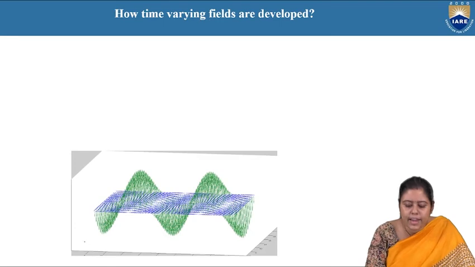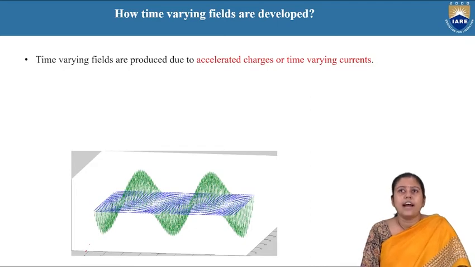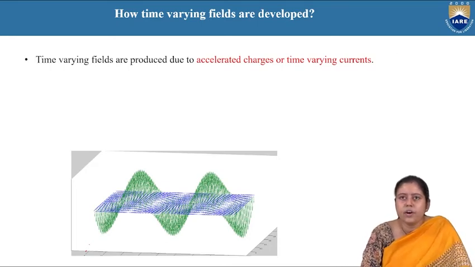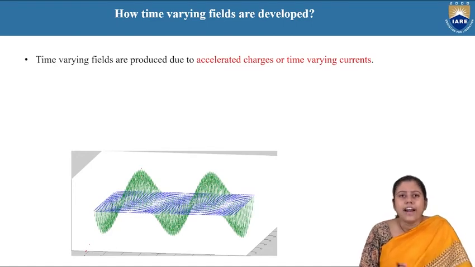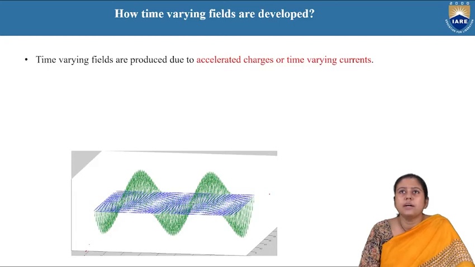So, what is the time varying field? Time varying fields are produced due to accelerated charges or time varying current. If the currents are changing, say this green one is the AC current, or this dotted one, because current is nothing but the flow of charges. If the charges flow in this direction, it will produce some time varying currents.